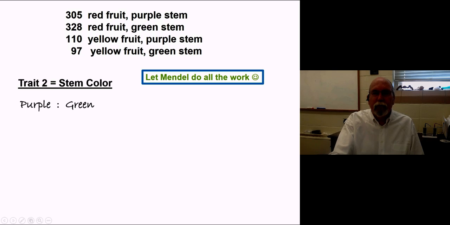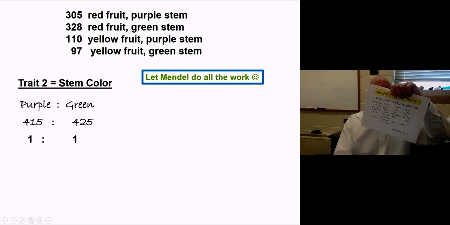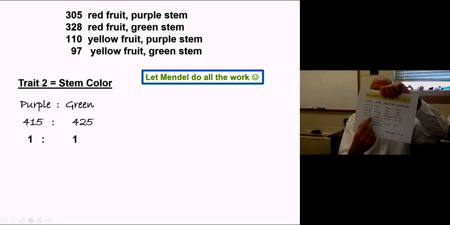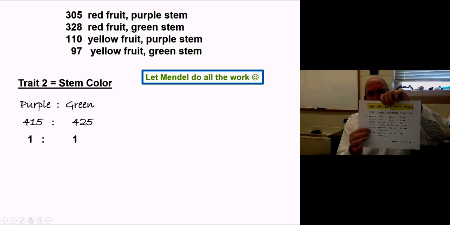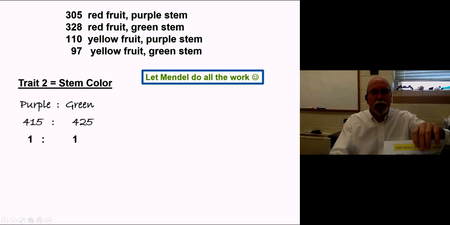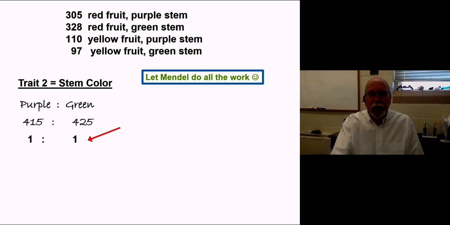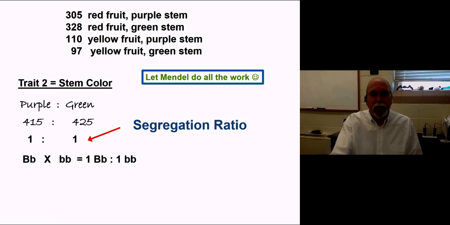So this is 305 are purple, and looks like 110 are also purple. So we're going to look somewhere around 415, and we're going to have 328 and 97 around 425. So of the ratios we know, 3-to-1, 1-to-2-to-1, or 1-to-1, 1-to-1, right? Look on our chart. Which one produces a 1-to-1 ratio? Well, it looks like it's a one where we've got a heterozygote times a homozygous recessive, right? That's exactly what we have. We look at this as a segregation ratio.